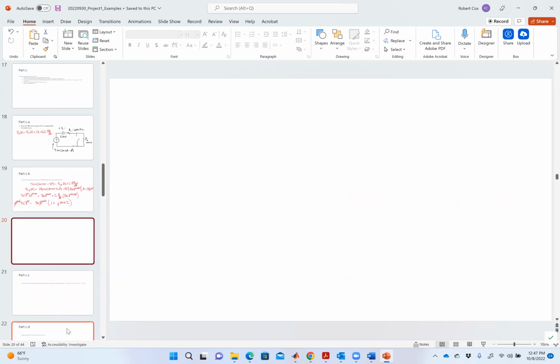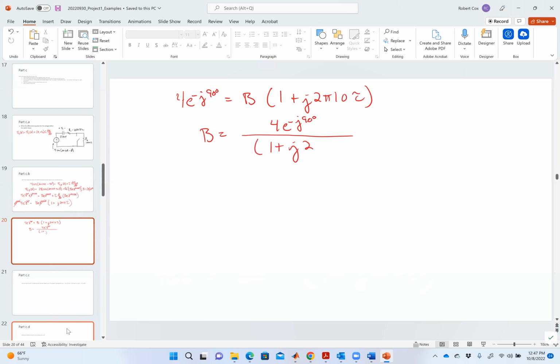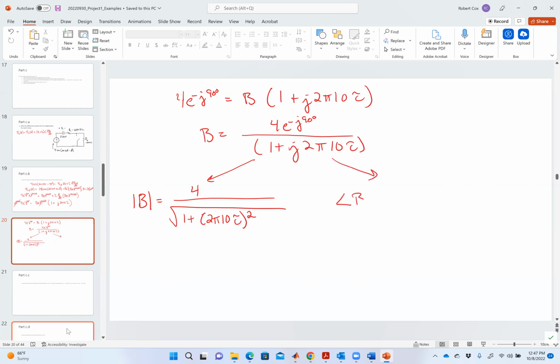So if I look at this, what I have is 4e to the minus j 90 degrees equals b times 1 plus j 2 pi 10 tau. So b is equal to 4e to the minus j 90 degrees divided by 1 plus j 2 pi 10 tau. Now, if I want to find the magnitude and the angle, pretty simple. Magnitude of b is the magnitude of the top divided by the magnitude of the bottom. Magnitude of the top is 4. Magnitude of the bottom is the square root of 1 plus 2 pi 10 tau squared. And for the angle, I have the angle of b equals the angle of the top minus the angle of the bottom. So negative 90 degrees minus the angle of 1 plus j 2 pi 10 tau, which if I solve for that, right, that's going to be an arctan.